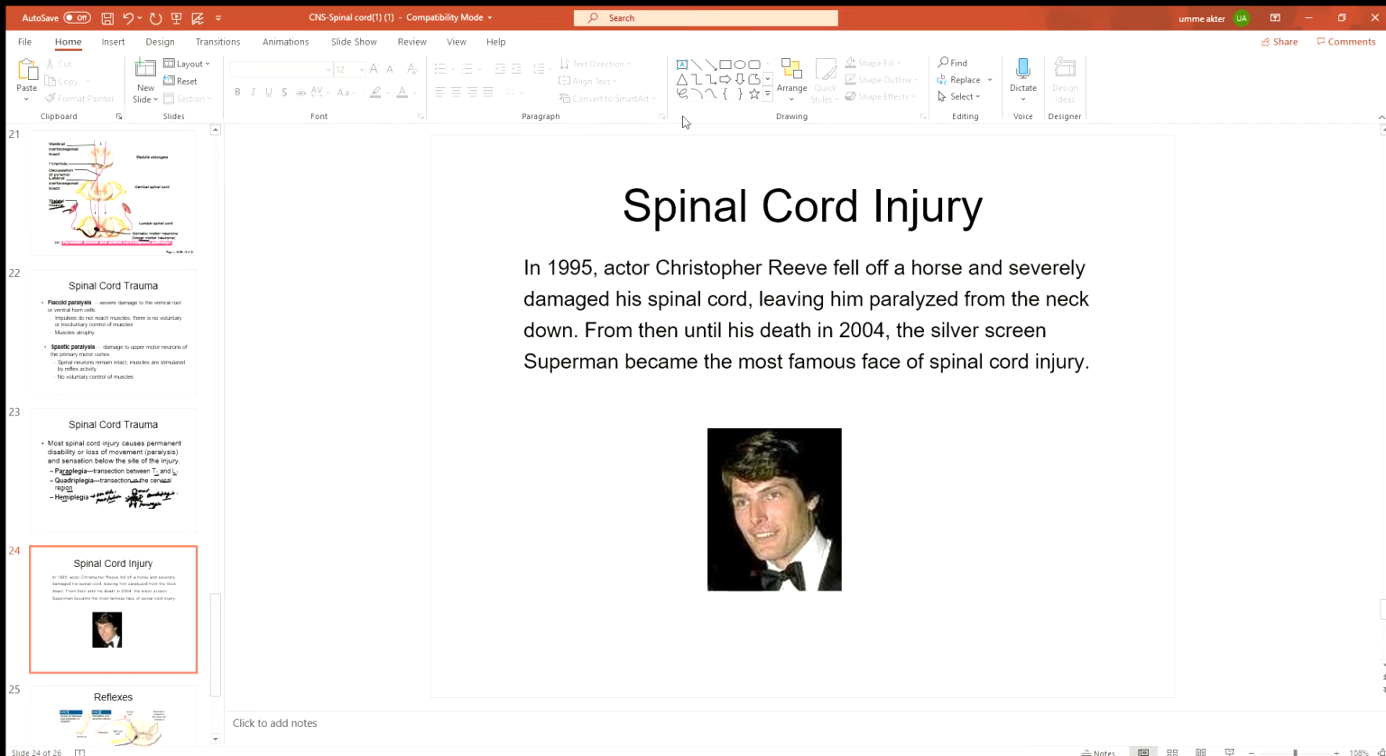This person, many people know him. He was a famous superstar, Christopher Reeve. He fell off his horse and broke his neck. So he had damage or transection of the spinal cord in the cervical part. So he got quadriplegia, and probably some of you have seen him sitting in a wheelchair the rest of his life, and he died.